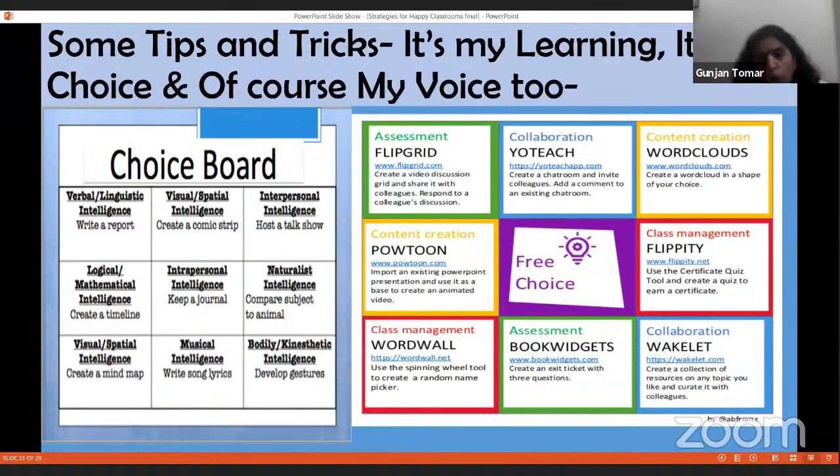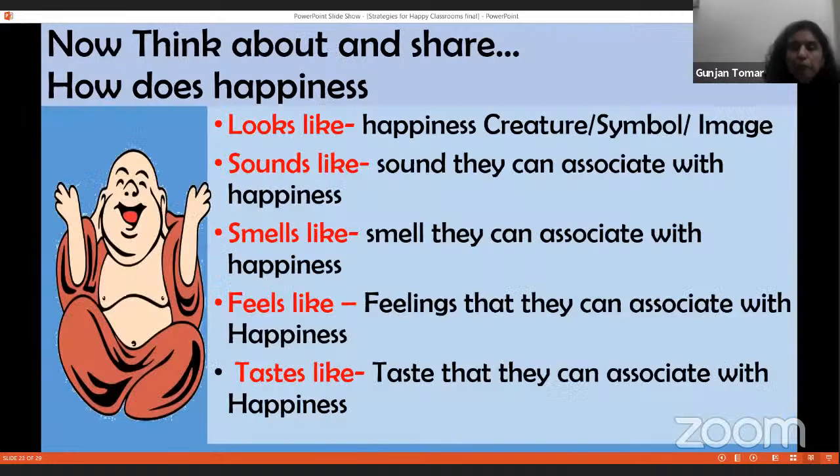So if you do not like any of these choices, you are free to choose your own tool or your own way of expressing your understanding, and then you can put it there. So that was one activity.